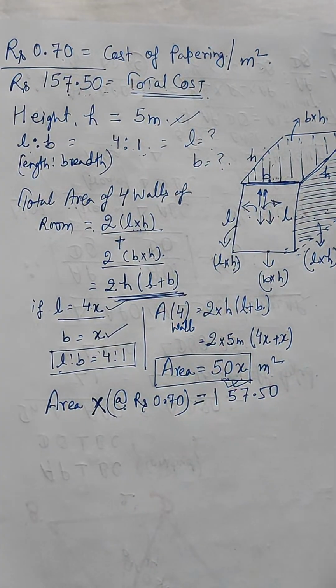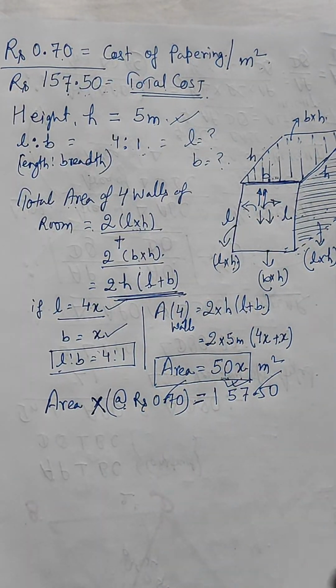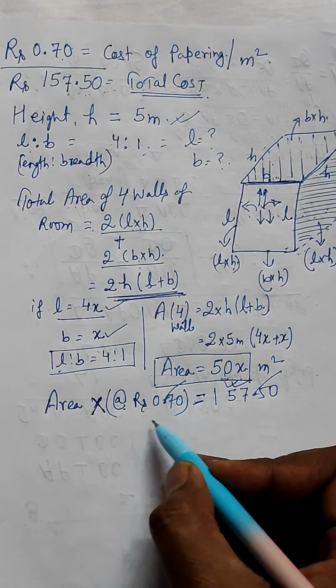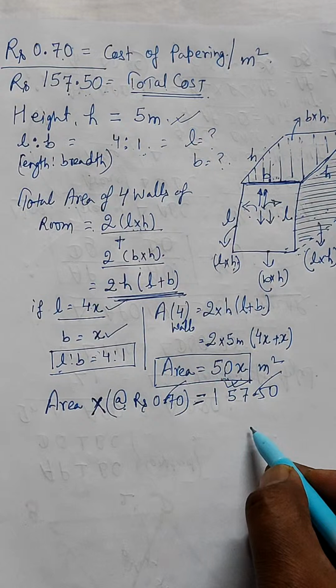157.50. Here, to remove the decimal, just multiply by 100, because when you do that, 100 will come into the denominator of the LHS, and here also 100 will come and it will be cancelled out.